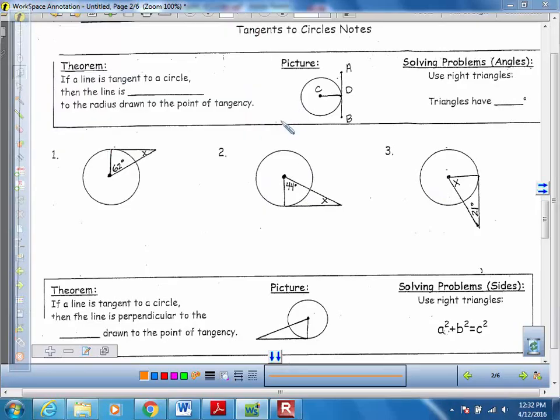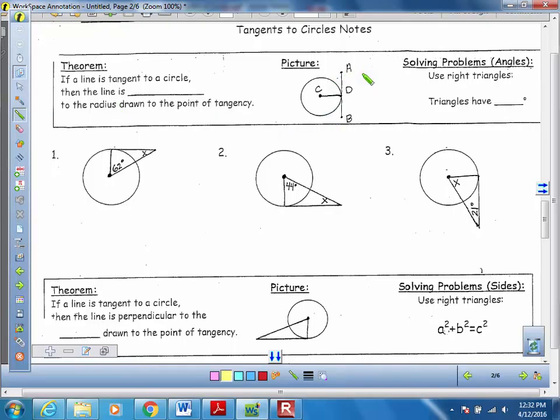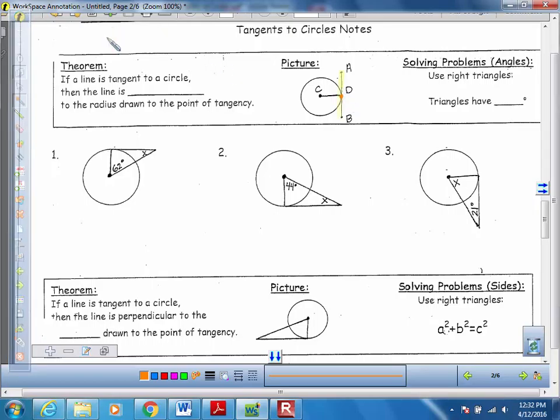Okay, so today we're going to talk about tangents to circles. We've already talked about what a tangent line is. We know that a tangent line touches the circle how many times? Once. So if we're looking at this picture, this would be my tangent line because it touches the circle only once.